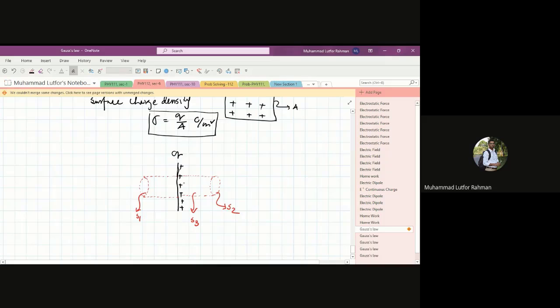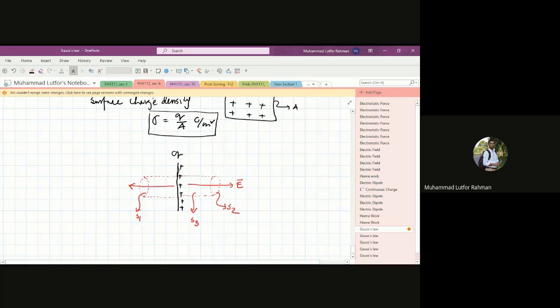Since it's a positive charge, this is basically the electric field direction, right? This is the direction of the electric field. It will be directed away from the sheet, and for that side also toward that direction. Sorry, it should be straight. This is the direction of my electric field.